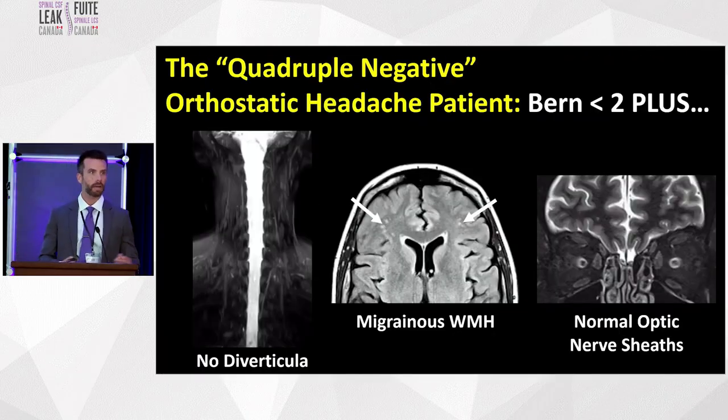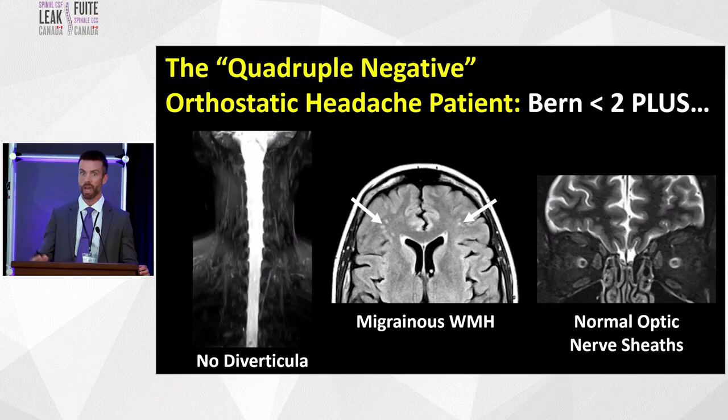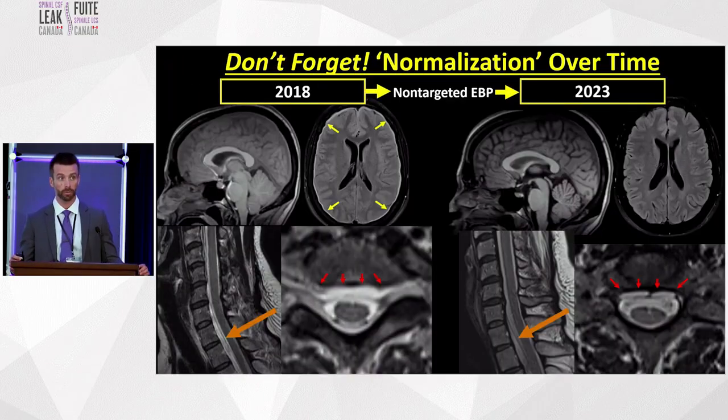And so I like to think about these sort of quadruple negative orthostatic headache patients, right? So they don't have features of a leak on their brain MRI, no obvious ones that we can see. Bern is less than 2. They have no meningeal diverticula. They have migrainous white matter hyperintensities in their brain. They have normal optic nerve sheaths. I think right now this is as close as we can get to a pretest probability of close to 0 for finding a leak, but obviously we still have a lot more work to do.